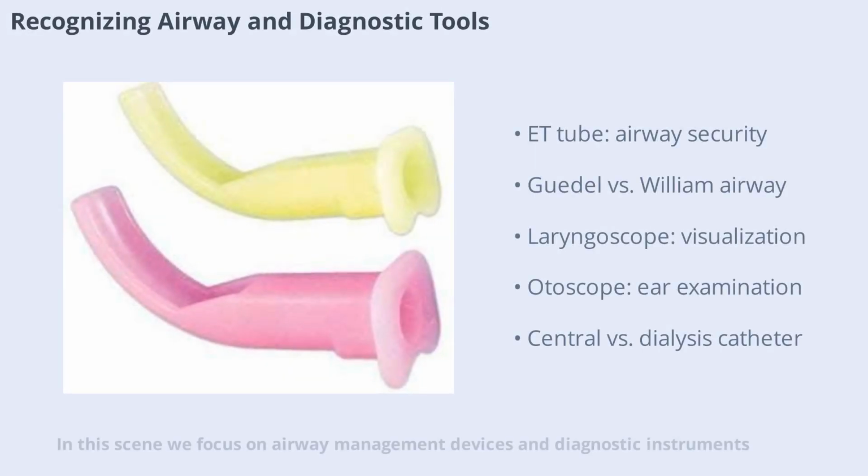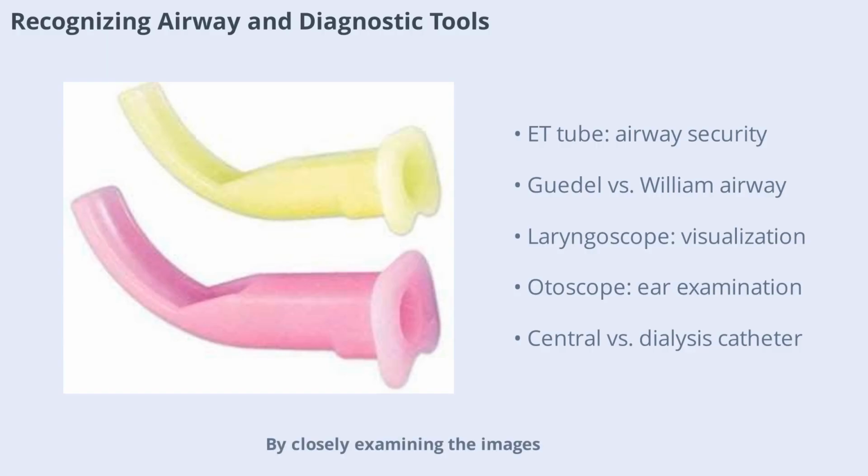In this scene we focus on airway management devices and diagnostic instruments, which are vital in emergency and routine care. For example, the endotracheal (ET) tube is used to secure the airway in critical situations, while the Guedel airway helps maintain patency in unconscious patients. Diagnostic tools like the laryngoscope and otoscope allow healthcare providers to visualize the airway and ear canal, respectively.